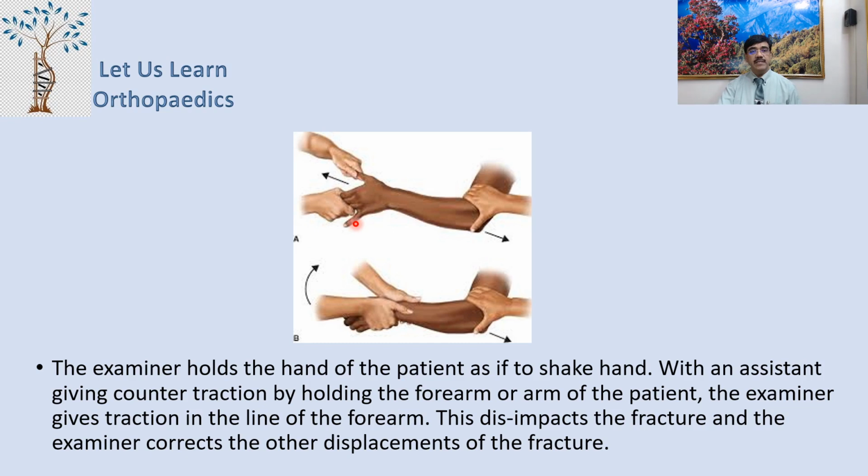Once the traction against counter traction is given, the fracture is disimpacted. And once the fracture is disimpacted, as you can see, now he is using both the hands at the lower end of the radius to correct the various displacements of the fracture. He is not simply bending at the wrist, he is manipulating the lower end of the radius.